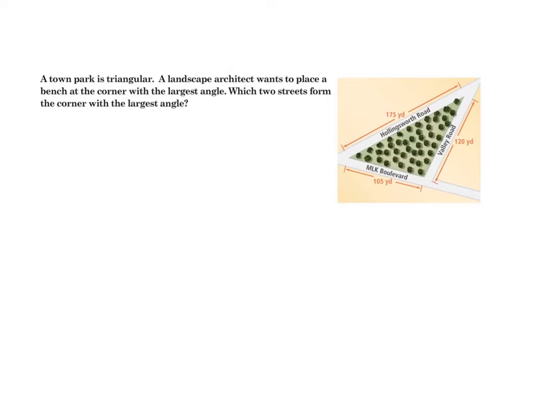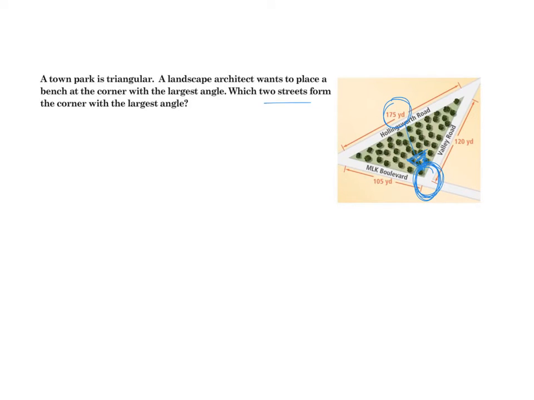Next example, a town park is triangular. A landscape architect wants to place a bench at the corner with the largest angle. Which two streets form the corner with the largest angle? What you need to do here, remember from the theorem we said, is that the largest side is opposite the largest angle. The largest side is Hollingsworth, so if we point across from it, we'll see that this angle right here is going to be the largest angle.